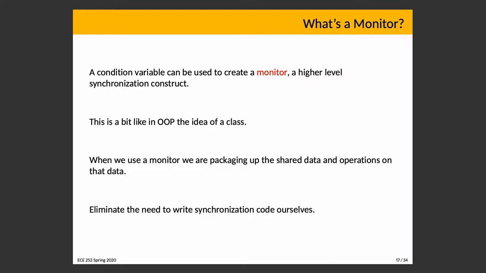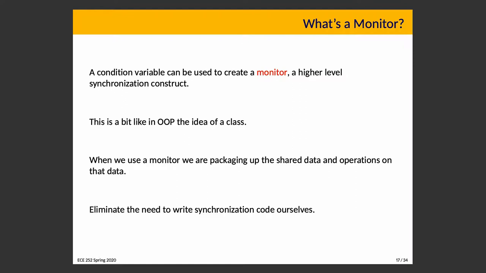So a condition variable can be used in the creation of a monitor. And a monitor is a higher level synchronization construct. Think about this in terms of object-oriented programming. In object-oriented programming, you have a class. A class is used as a way of packaging up your data and your operations that relate to that data. That means you can write those functions and they operate on the data of the class, and everything goes together as a package.